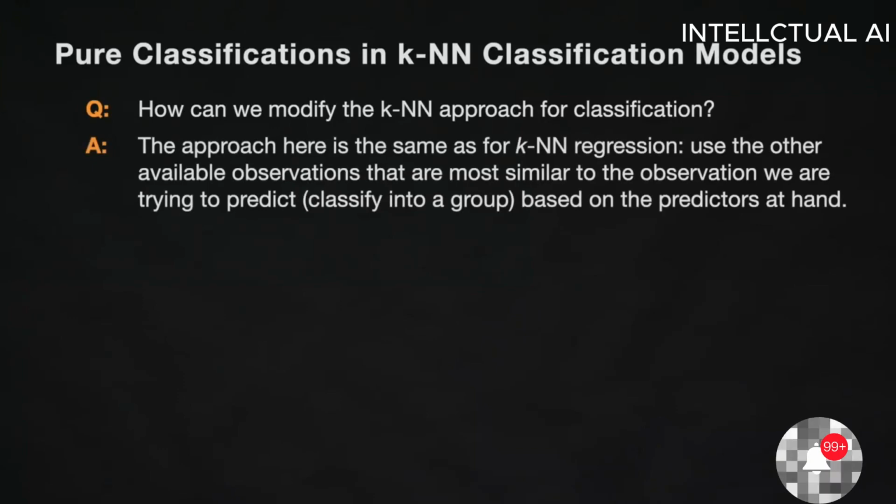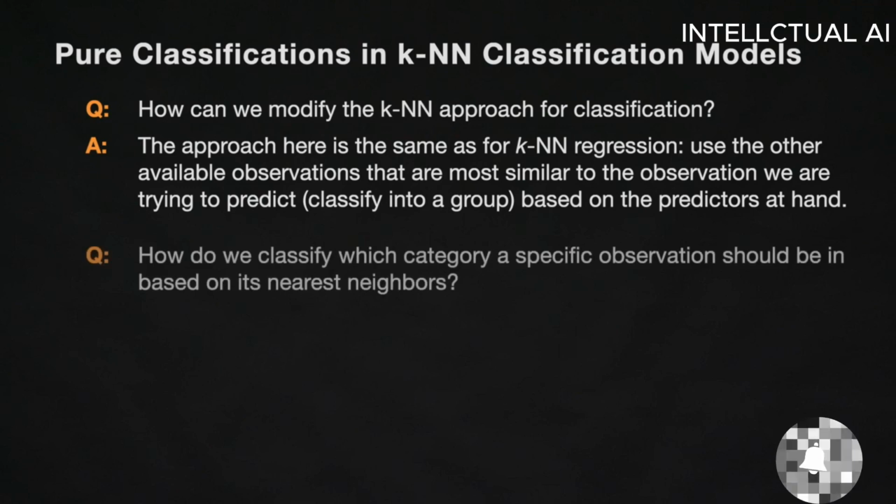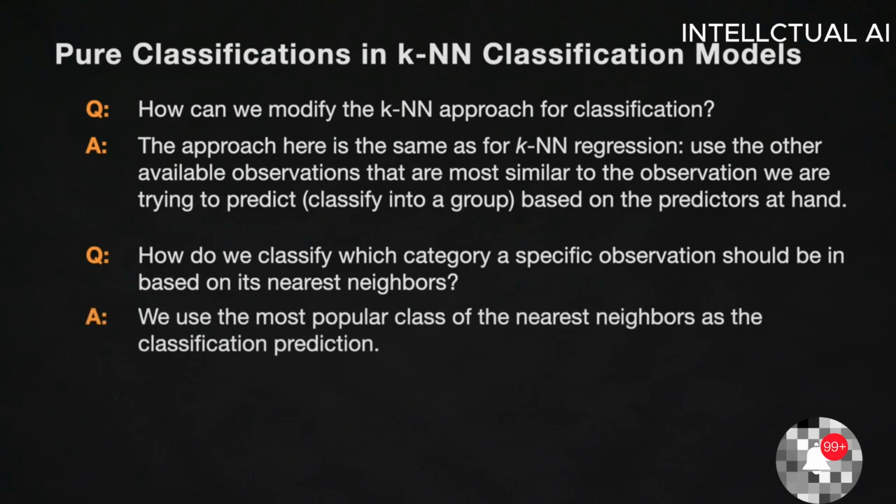Now, how can we modify the KNN approach for classification? The approach here is the same as for KNN regression. We use the other available observations that are most similar to the observation we're trying to predict, to classify it into a group based on the predictors at hand. And how do we decide which category a specific observation should be in based on its nearest neighbors? We use the most popular class of the nearest neighbors as the classification prediction.